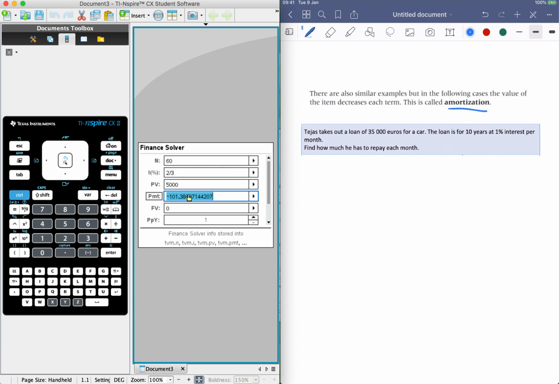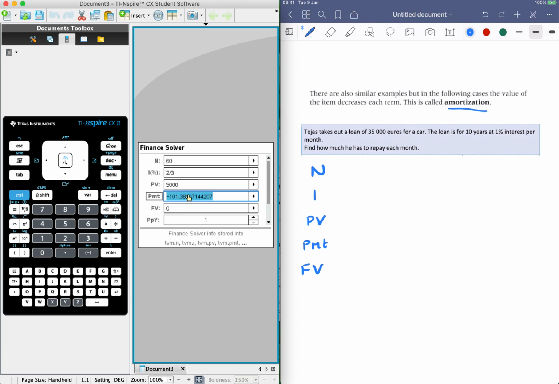So Tejas takes out a loan of 35,000 euros for a car. The loan is for 10 years at 1% interest per month. Find out how much he has to repay each month. So amortization, it's going to work the other way. I think, again, what I'll do is I'll write out the values that we know, N, I, PV, PMT, FV. Okay, and let's just have a look at what else we need to put in here.